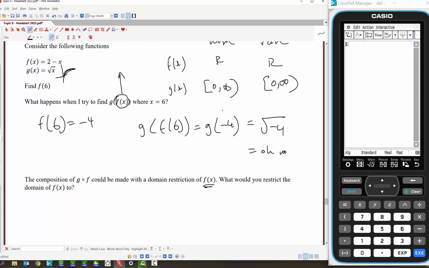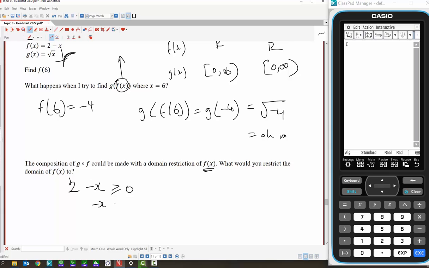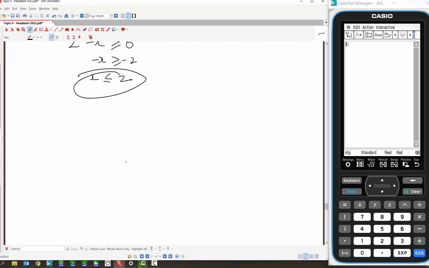So what I'm going to do to work out what that number is going to be is I'm going to take x must be greater than or equal to 0. So f of x has got to be greater than or equal to 0. Now that's negative x is greater than or equal to negative 2, x less than or equal to 2. So that's the domain restriction, because if x is less than or equal to 2, then this composition is going to work. All right, so that's the restriction.